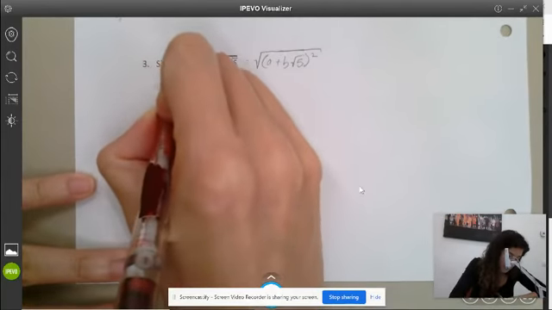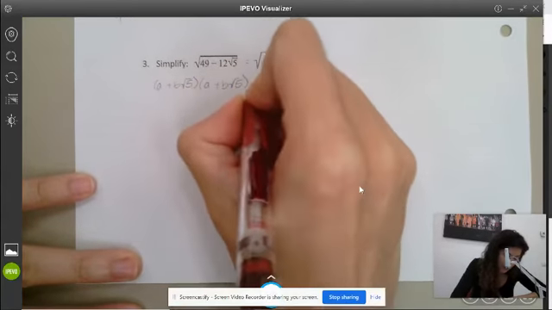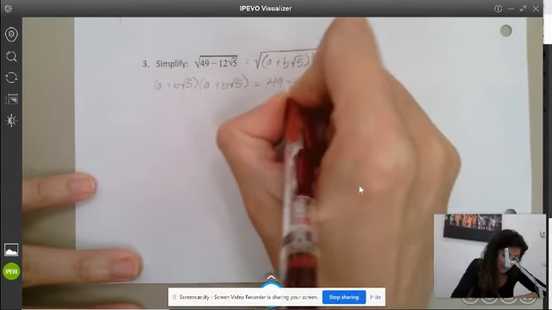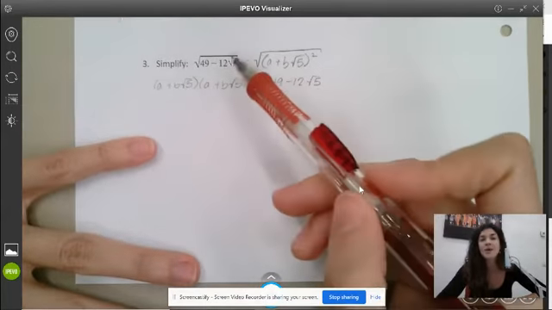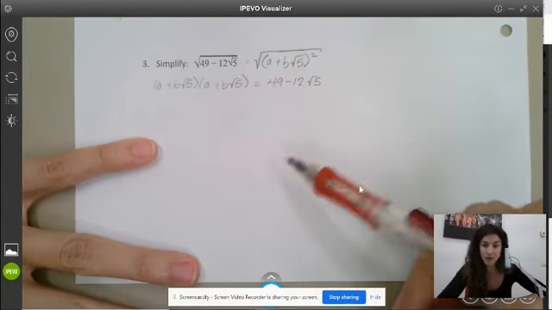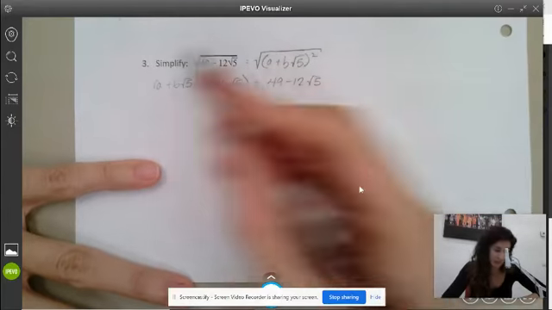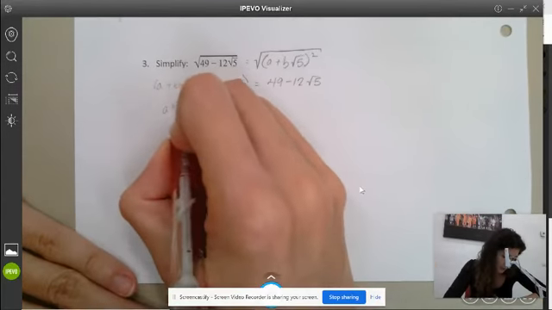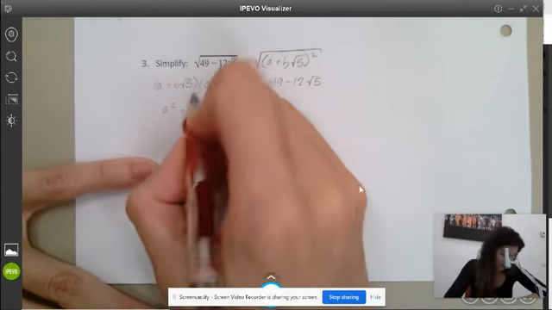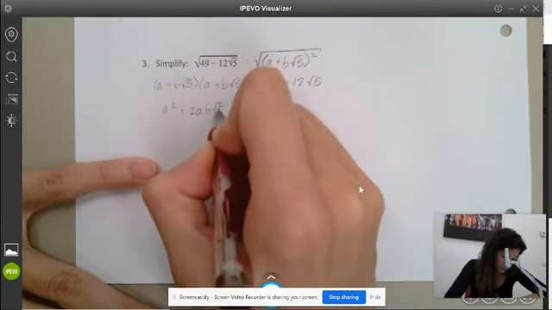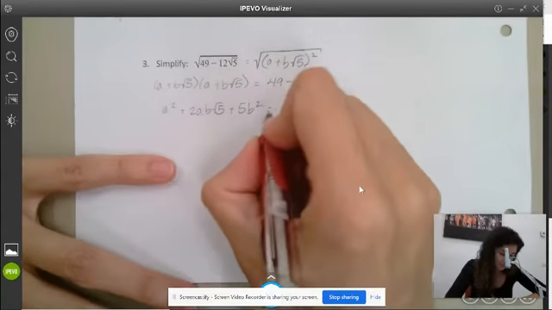So a plus b square root of 5 times a plus b square root of 5 has to be equal to 49 minus 12 square root of 5. In order to simplify this down, whatever's inside has to be a perfect square. So we just need to find out what is the square root of this guy. Okay, so that becomes a squared plus a b root 5, a b root 5. So now I've got 2ab square root of 5. And then that's going to become 5b squared.